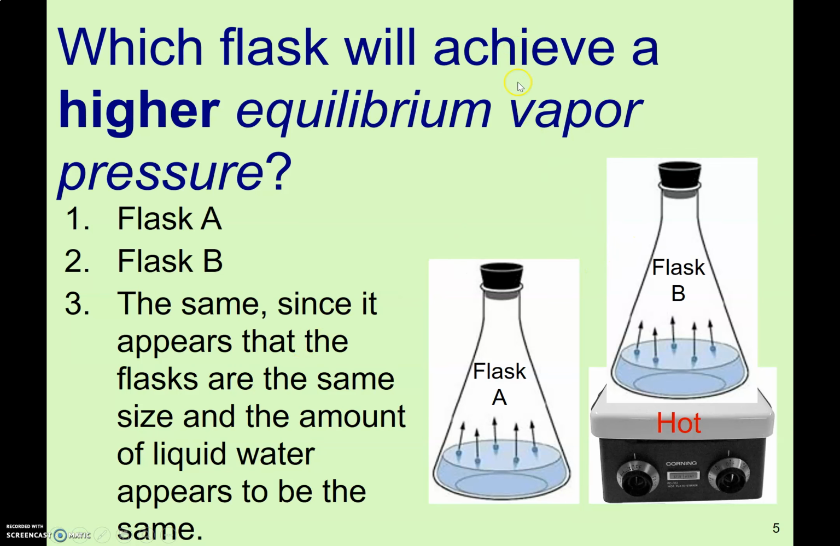So here we have two flasks. One is at room temp, and one is on a hot plate, and the liquid is being heated up. And the question is, which one will achieve a higher equilibrium vapor pressure? And the answer here, you can probably guess in your brain, is flask B.